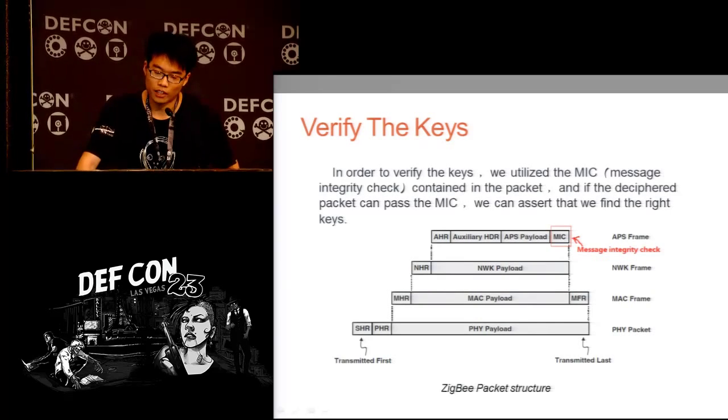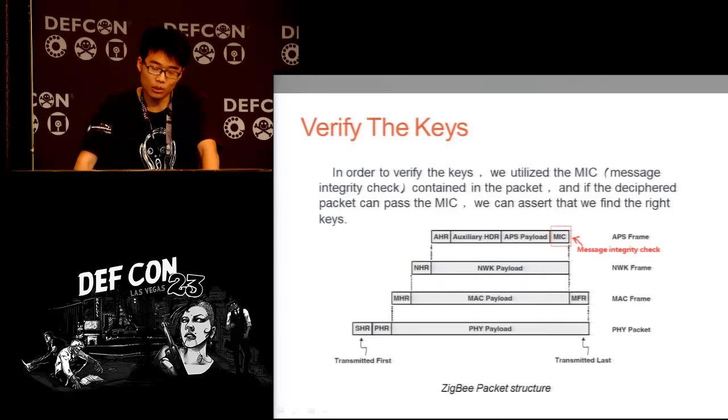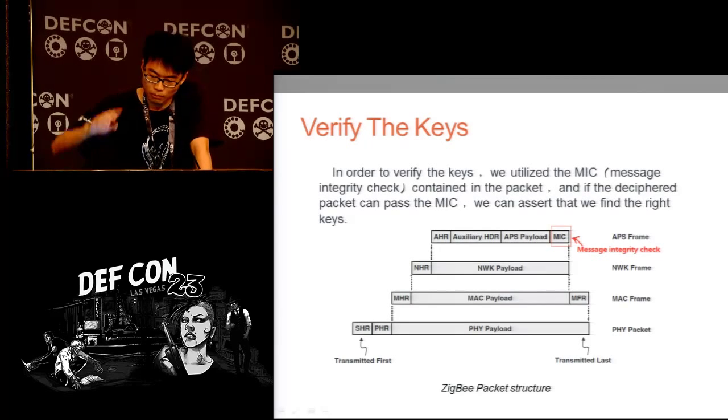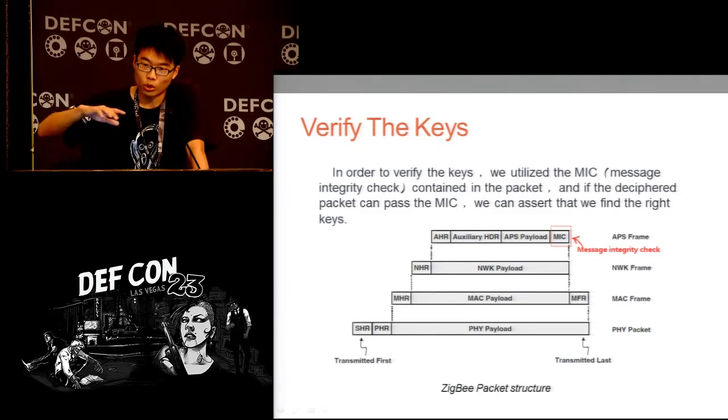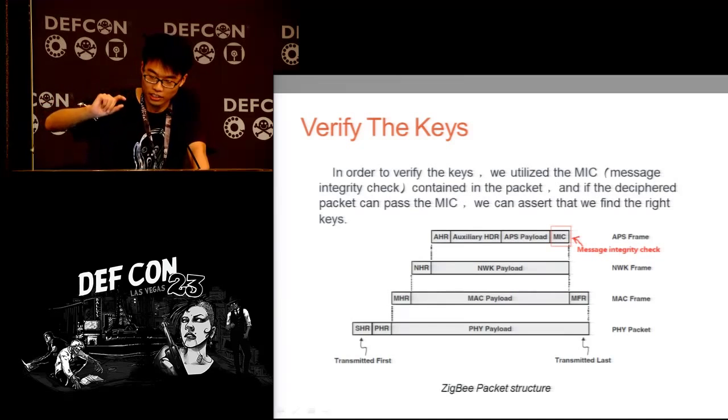Then we verify whether this is what we want. In order to verify this, we use the message integrity check contents in the package. If the deciphered package can pass the MIC, we can assert that we found the right key. You can just write a simple script to verify it, putting all the found keys through it. Well, bingo, that's it.